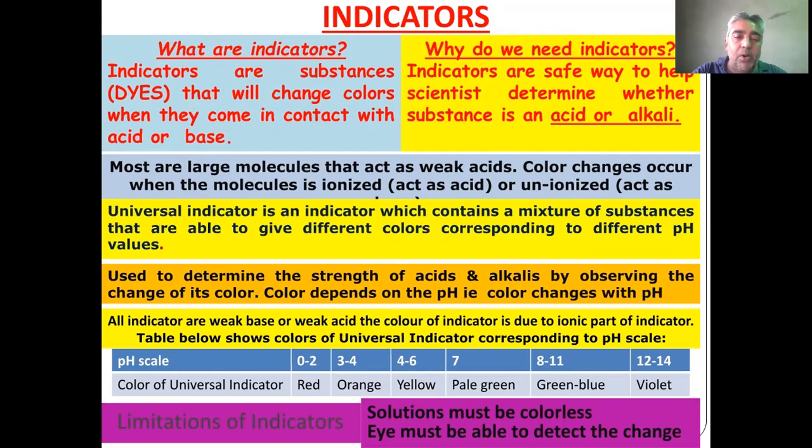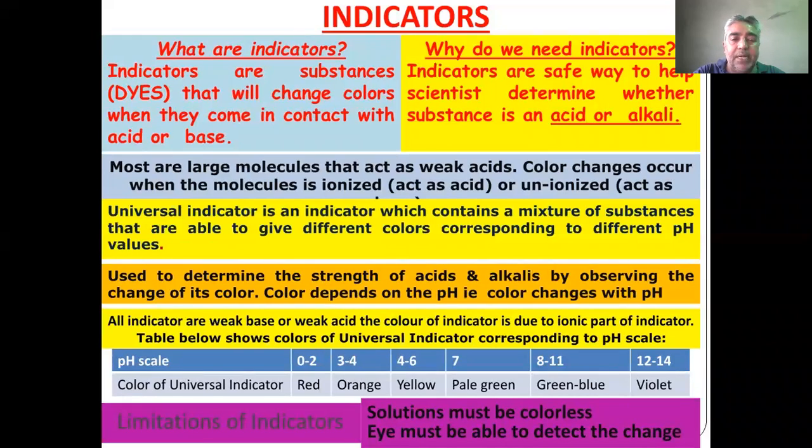Most are large molecules that act as weak acid. Color changes occur when the molecule is ionized. Ionized, they act as acid; unionized, they act as base. The color of the acid may be ionized or unionized.